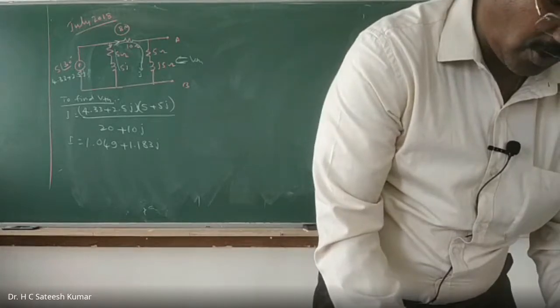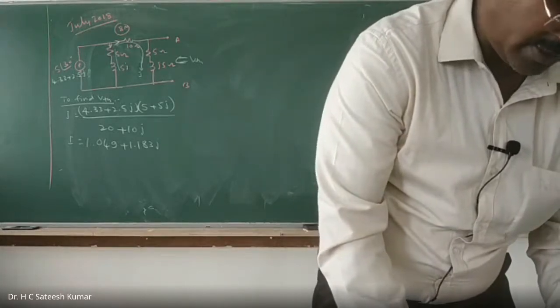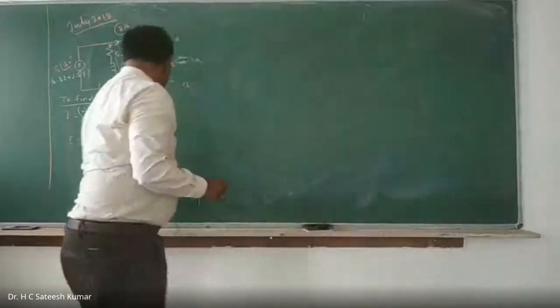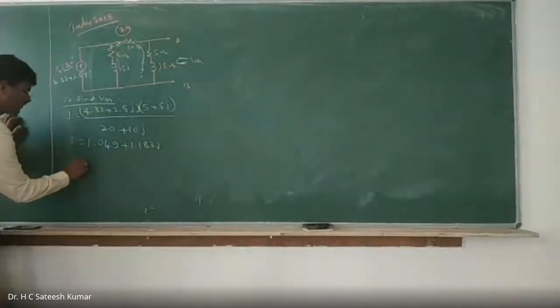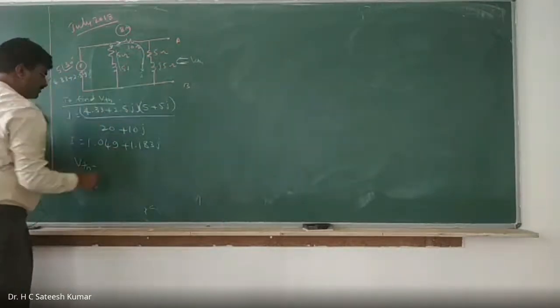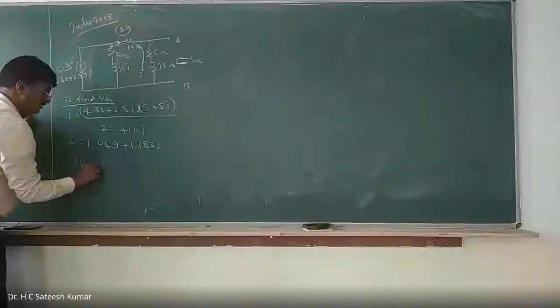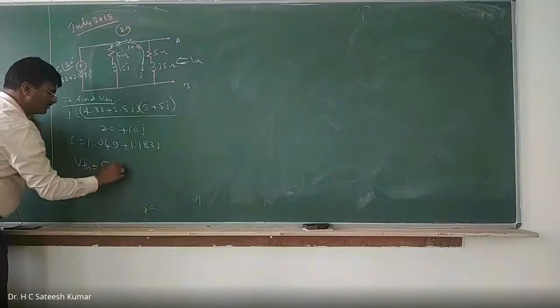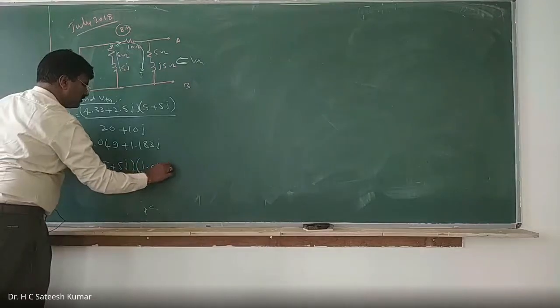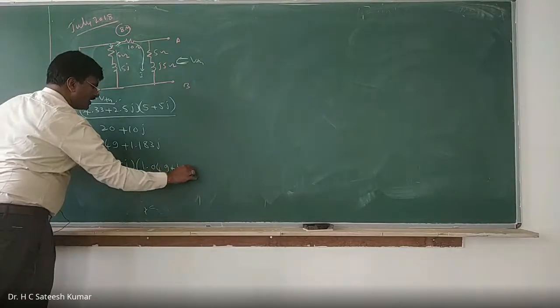1.049, 1.183, correct. Okay, right. VTH is equal to, this is the VTH: impedance into current. Impedance is what? Equal to 5 plus 5J into current, which is 1.049 plus 1.183J.